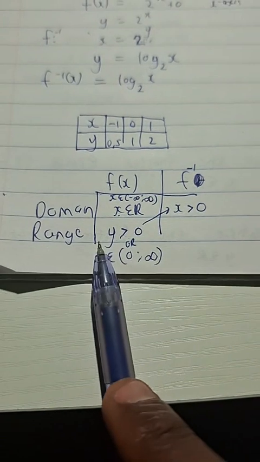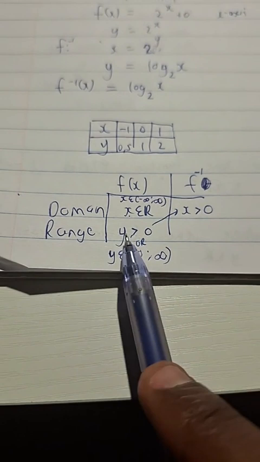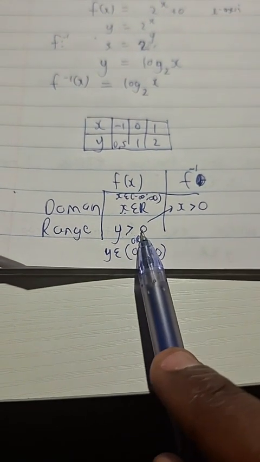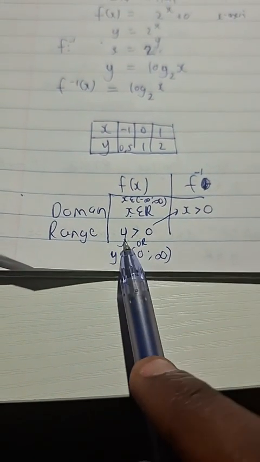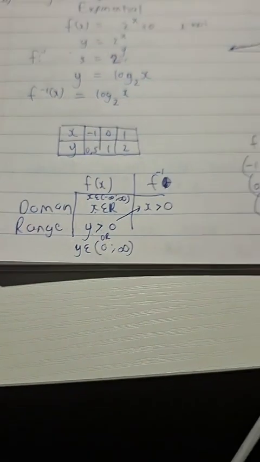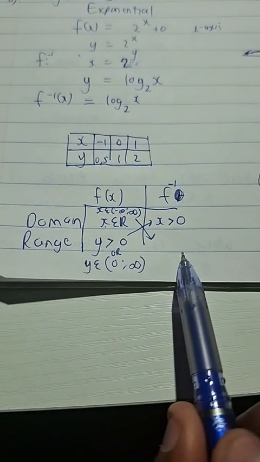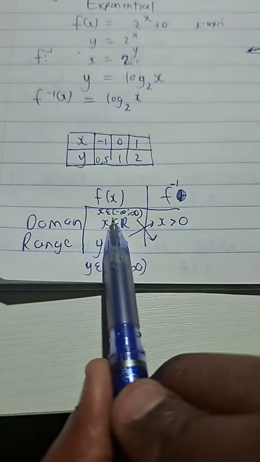And you see what I said? I said we just swap around. The range becomes the domain. In other words, you just write this greater than 0, but then you swap the x and the y. So the domain of the function is derived from the range. Same thing here, this side. The range of the inverse function is derived from the domain.